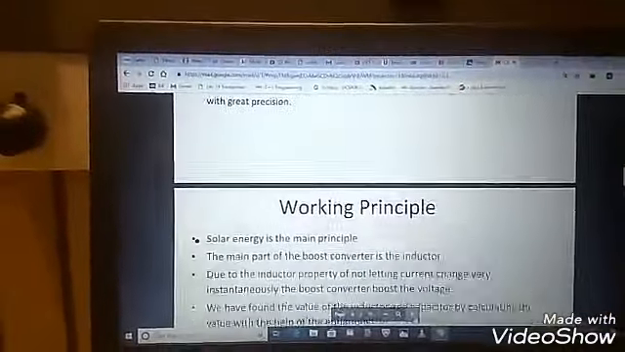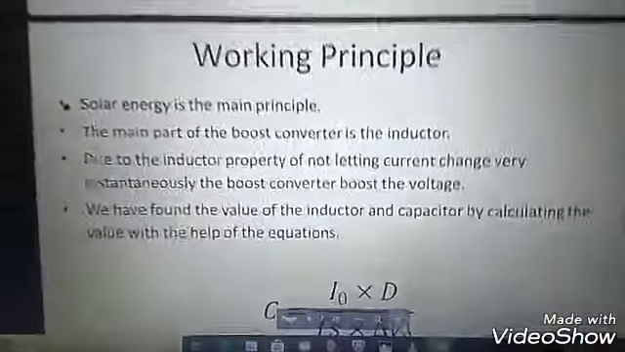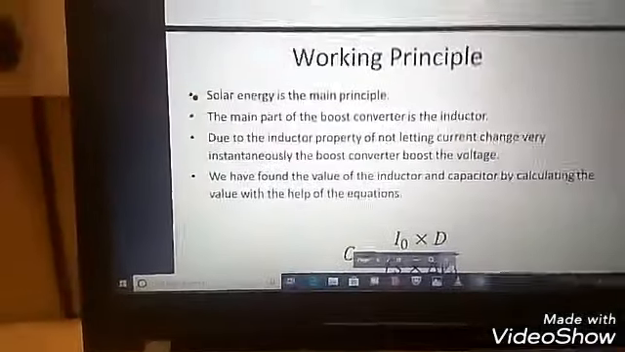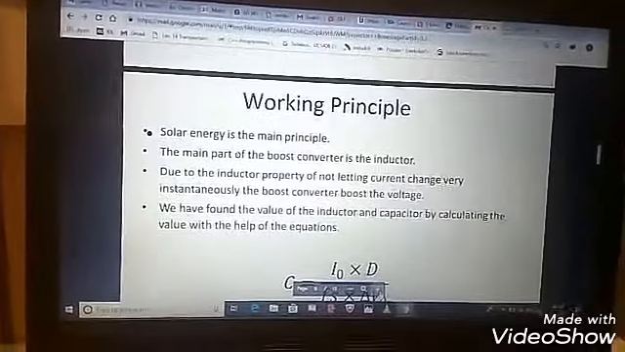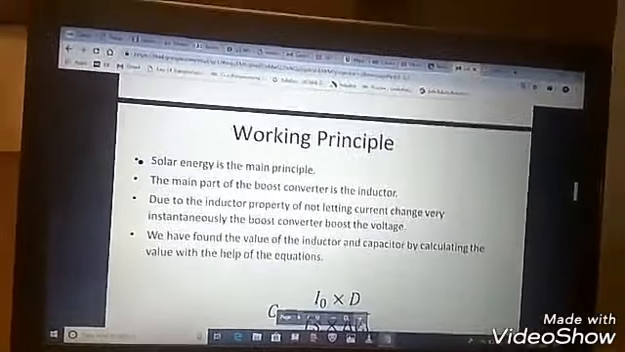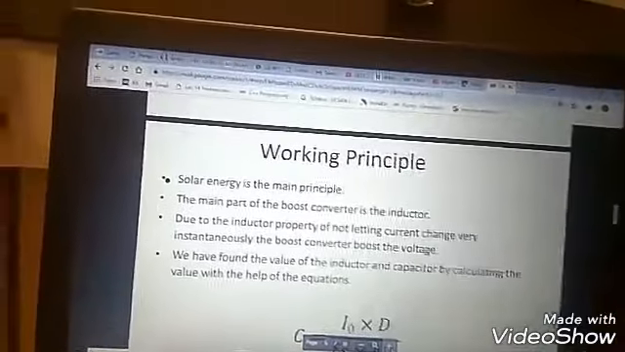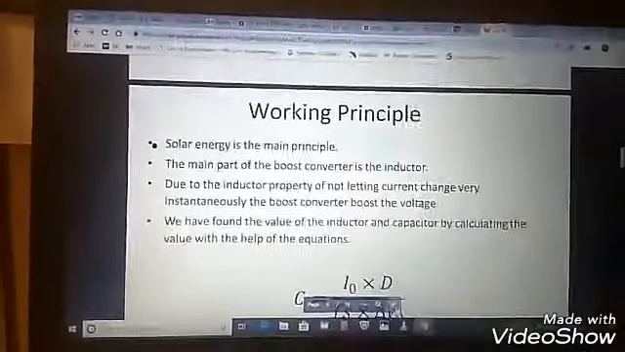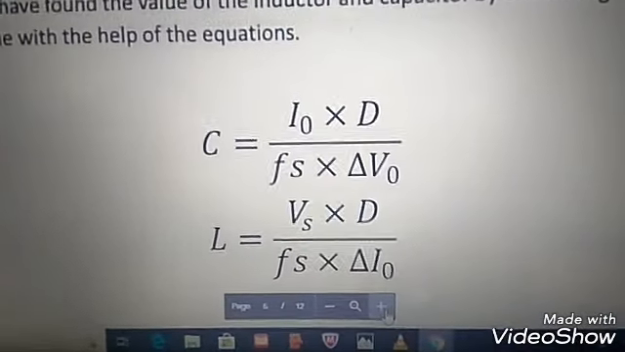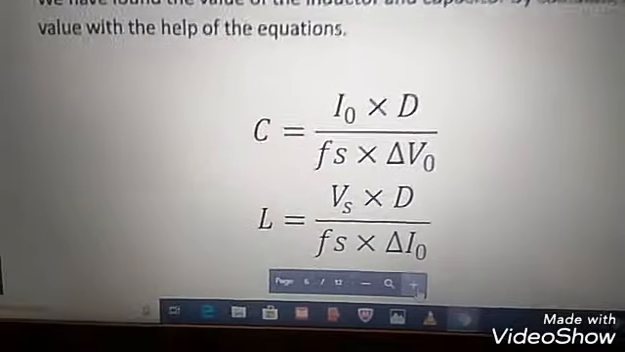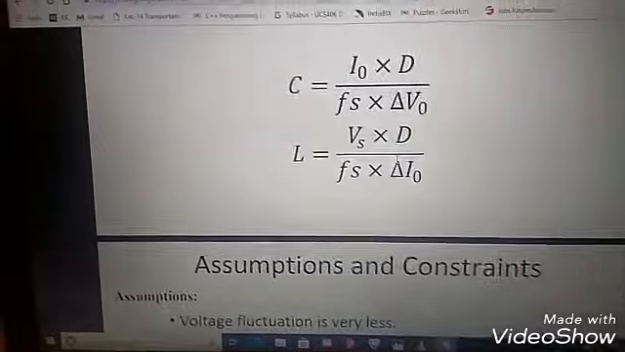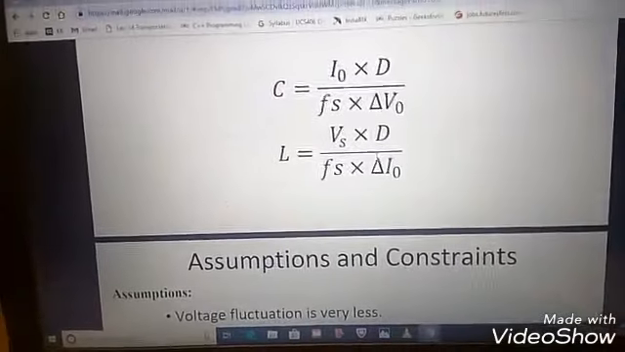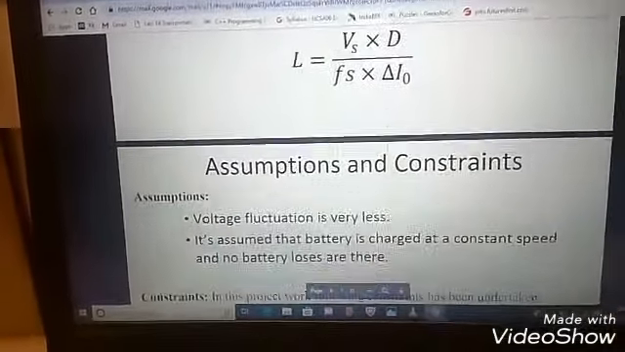Moving on to our next slide, the working principle. You can see that the main part is the boost converter, which has the inductor. The property of the inductor of not letting the current change instantly is what boosts the voltage. We have found the values of the capacitor and the inductor using these formulas that you can see: C = I0 × D / (fs × ΔV0), and L = V × D / (fs × ΔI0). The next slide is our assumptions and constraints.